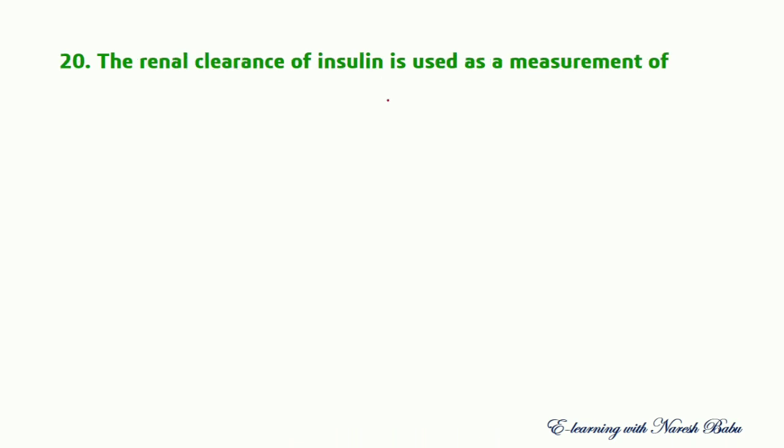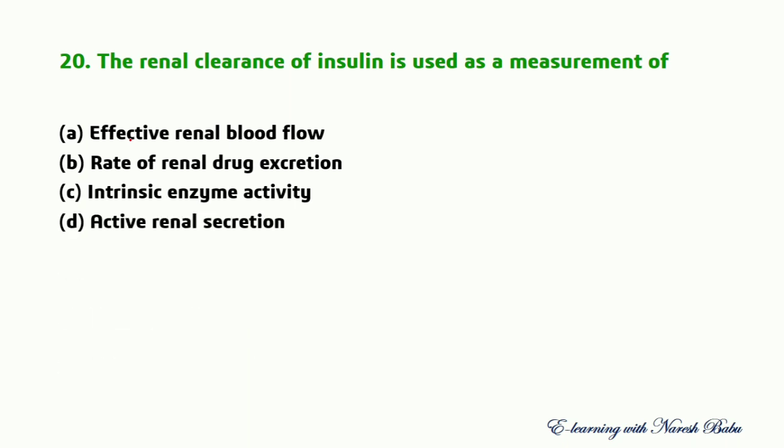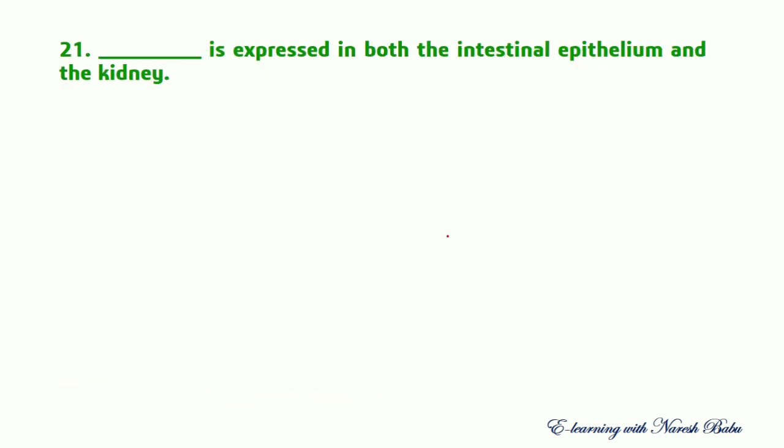Next question, the renal clearance of insulin is used as a measurement of what? The options are effective renal blood flow, rate of renal drug excretion, intrinsic enzyme activity, active renal secretion, and glomerular filtration rate. The renal clearance of insulin is used in the measurement of glomerular filtration rate. So answer is E.